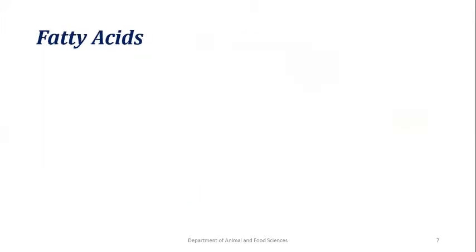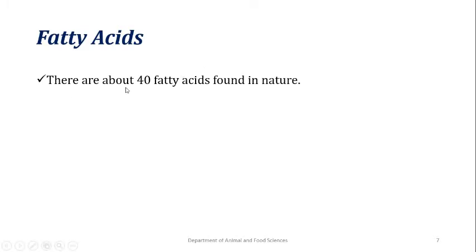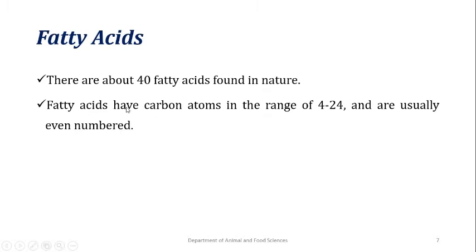Okay, then fatty acids, we need to talk about fatty acids. They have a vital nutritional role in our body. There are about 40 fatty acids found in nature, and fatty acids have carbon atoms in the range of 4 to 24 and are usually even numbered. It means 2, 4, 6, 8, 10, 12, 14, 16, 18, 20, 22, 24 carbon atoms.